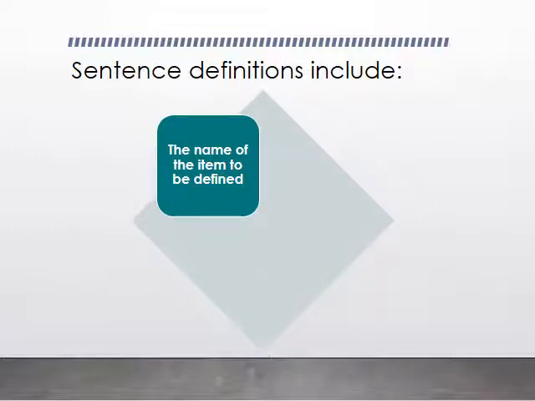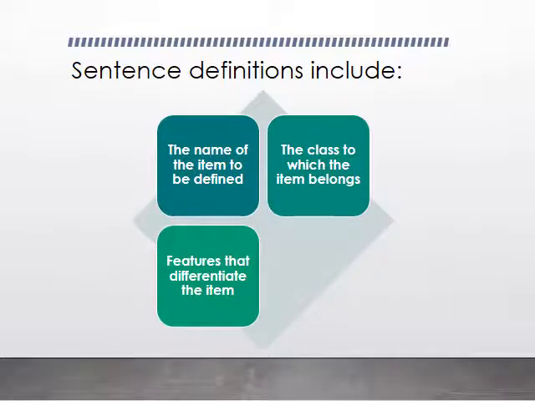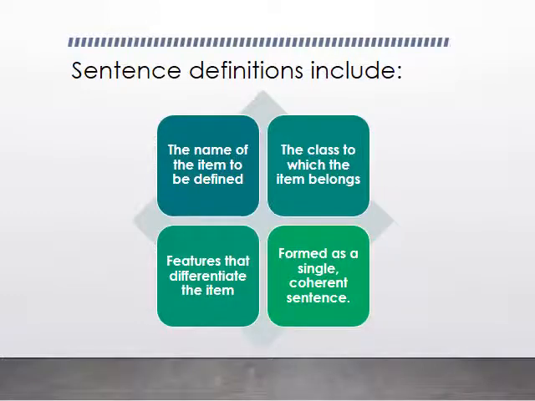They include sort of three components. The first component of the sentence definition is the name of the thing we're defining. The second component is the class or category that the thing we're defining belongs to. The third component are whatever features would differentiate the thing we're defining from other things in the same class or category. And all of this is put together in a single coherent sentence. And I do want to stress that it should be written as a single grammatical sentence.